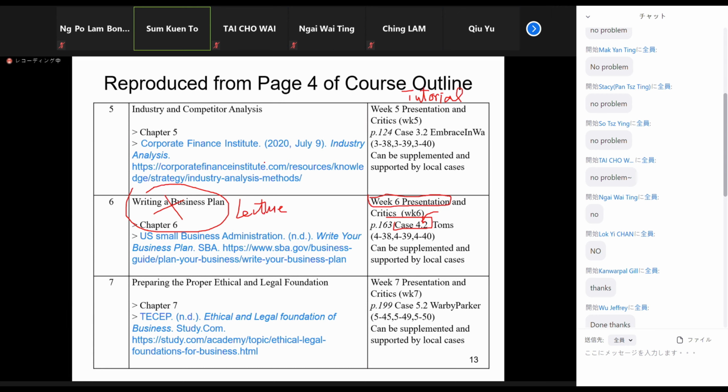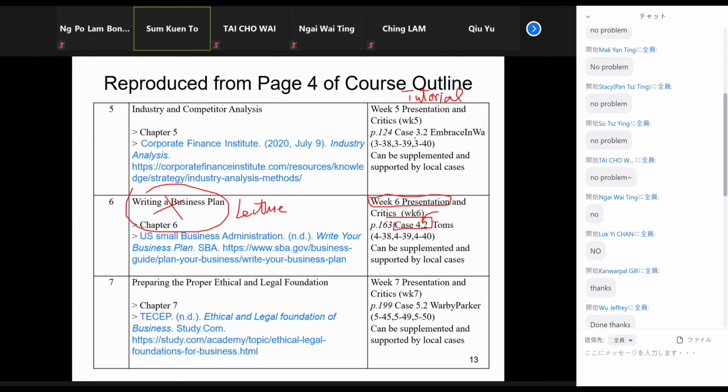Okay, and also another gentle reminder, there can be 5, 6, or 4 questions at the end of the case. But to make it consistent, all the presentation groups need to answer 3 questions, even though there may be 4, 5, 6 questions at the end of the case.